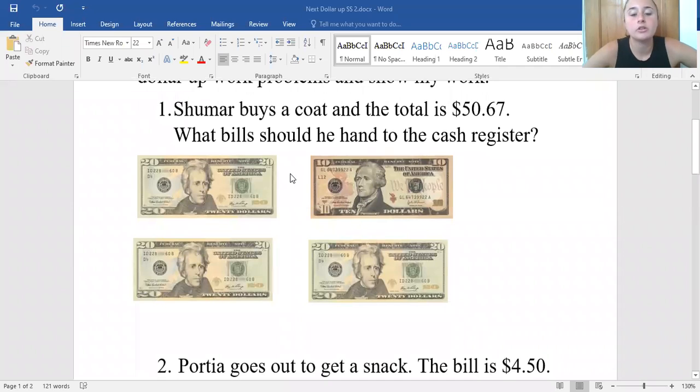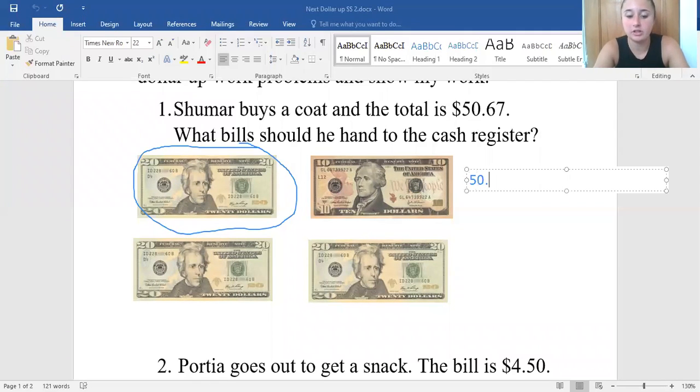Shamar buys a coat and the total is $50.67. Which bills should he hand to the cashier behind the cash register? So we know that if the total that the person owes is bigger than the biggest bill that you have, it's important to use that biggest bill first. And then we're going to do some math to see how much we still have left. So 50.67 minus 20 equals 30.67.